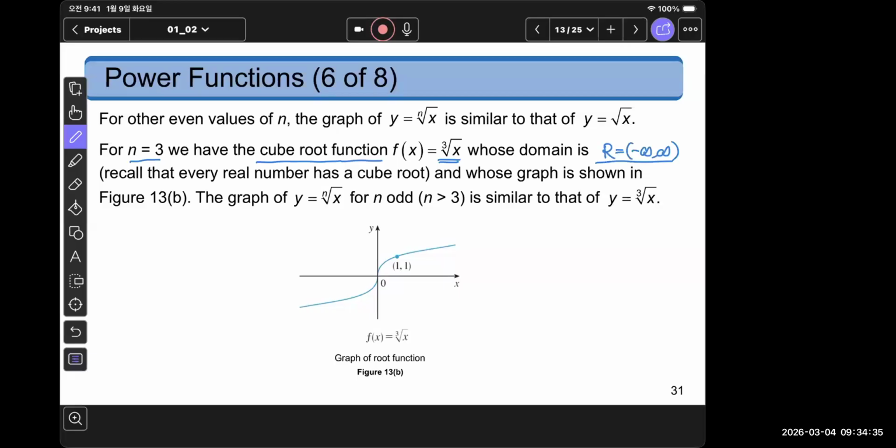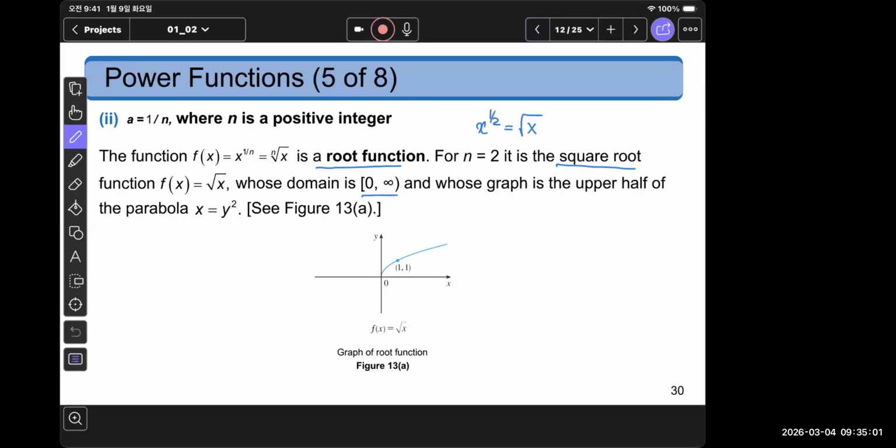Please be careful. The graph will be similar, given as in figure 13b. So the function is defined for any x. That will be the shape of the graph for the cube root function. In the case when n is equal to 2, the domain is non-negative values. But when n is 3, you can consider the cube root function for any x.